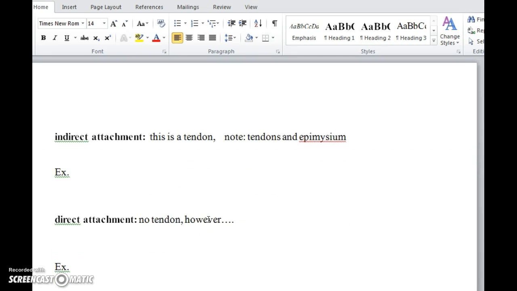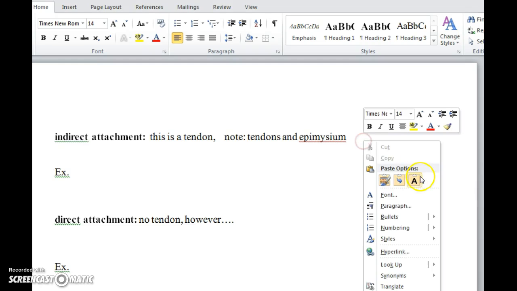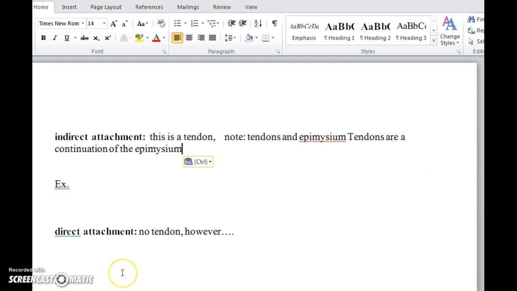Okay, so what do we got here? Indirect attachment and direct attachment. With indirect attachment, it says this is a tendon. So there's something between the muscle and the bone, so it indirectly attaches. Here it says note tendons of the epimysium. One thing to write there is this: tendons are a continuation of the epimysium.